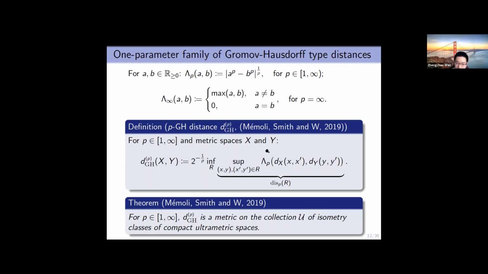So recall that in the definition of the distortion, this term should be the absolute value of the difference between these two terms, and then we replace this difference by the P difference defined using the formulas above. And note that when P equals 1, the formula here actually coincides with the formula before for the usual Gromov-Hausdorff distance. We prove that for each P, this d_GH^P is a metric on the collection of isometric classes of compact ultrametric spaces.